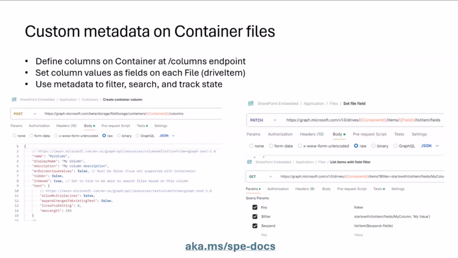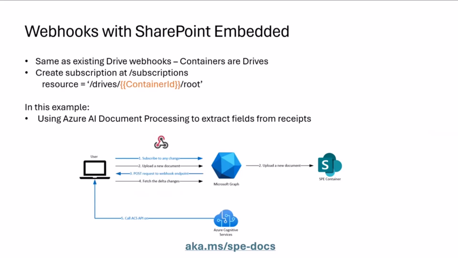Once you've defined columns and you start uploading files, you can set fields on those files. Fields are just the values for those columns on a particular row or a particular file in that container. And that's really easy to do. You can use the /listitem/fields endpoint on a file, and I'll show you that. You just provide a JSON object for the fields that you'd like to set. So really, really straightforward. And then once you have your metadata set, you can do searching, filtering, and use that metadata to track state and build your application. So that's metadata at a high level.